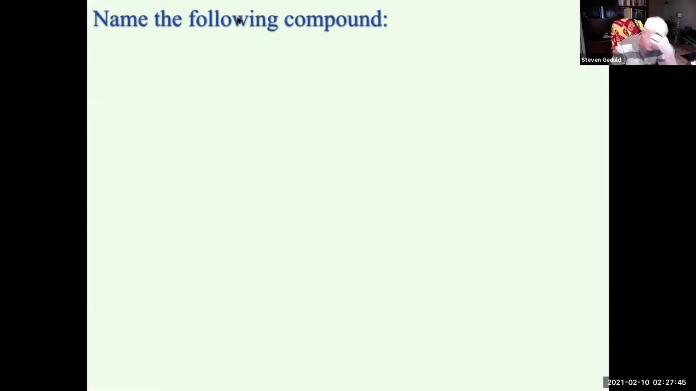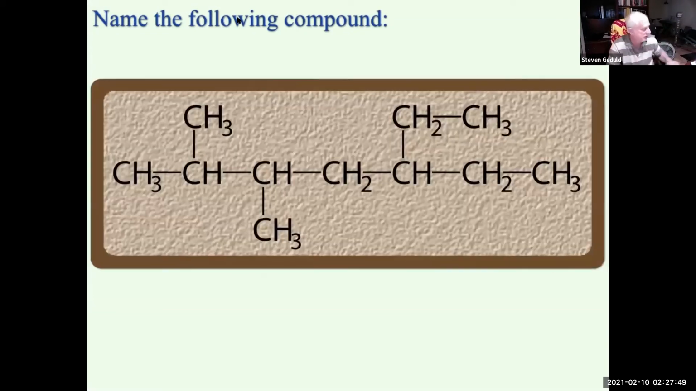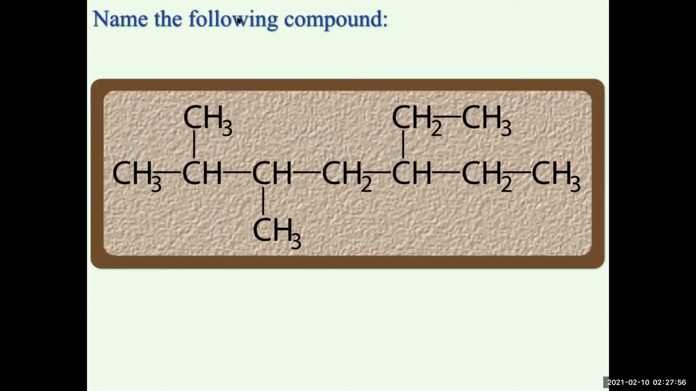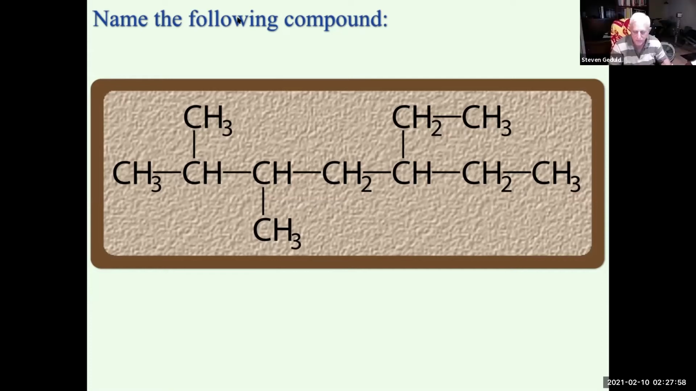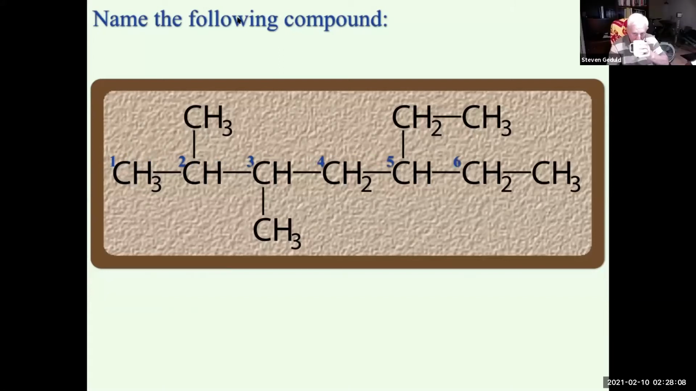Okay. So let's name the following compound. Where's the longest carbon chain? Down the middle. 2, 3, 4, 5, 7, right? Yes. Okay, there's your 7 numbers. They're all flying up there. Everybody see the 7 blue numbers? Yes.